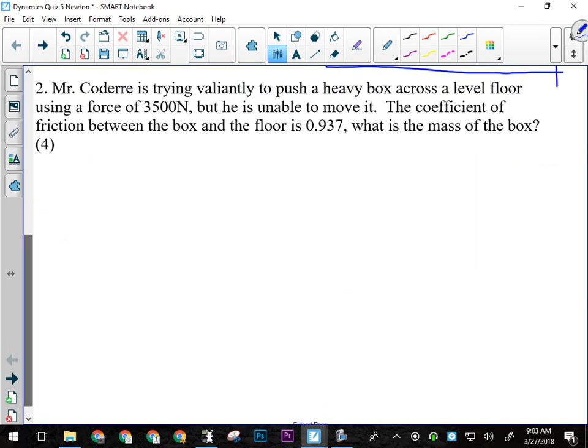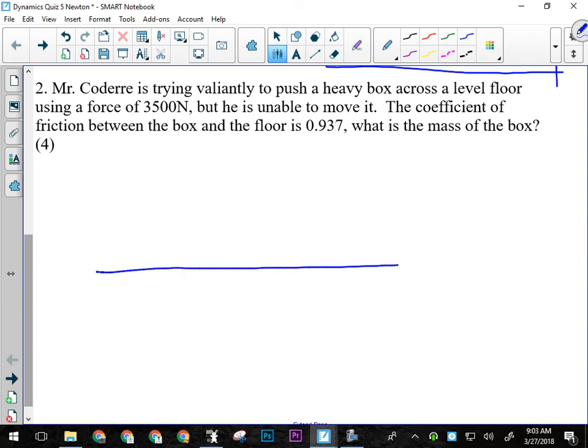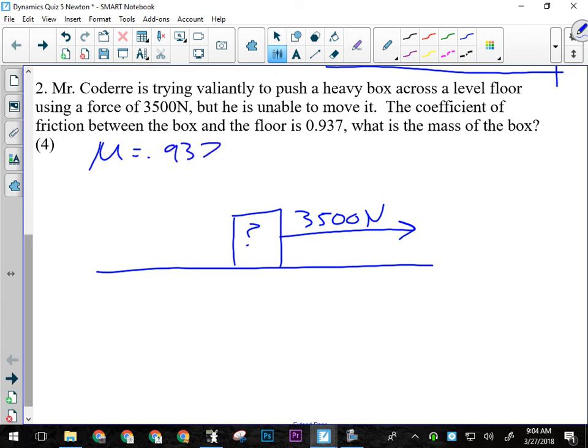All right, so in this one here, I'm trying to push a heavy box across a level floor. The floor is level. That's an important thing to know. We don't know how heavy the box is. That's what we're looking for. I'm using a force of 3,500 newtons because I'm huge. 3,500 newtons is a lot. But I'm unable to move it. I know that the coefficient of friction is 0.937. I'm looking for the mass of the box. Give them a mark for that.